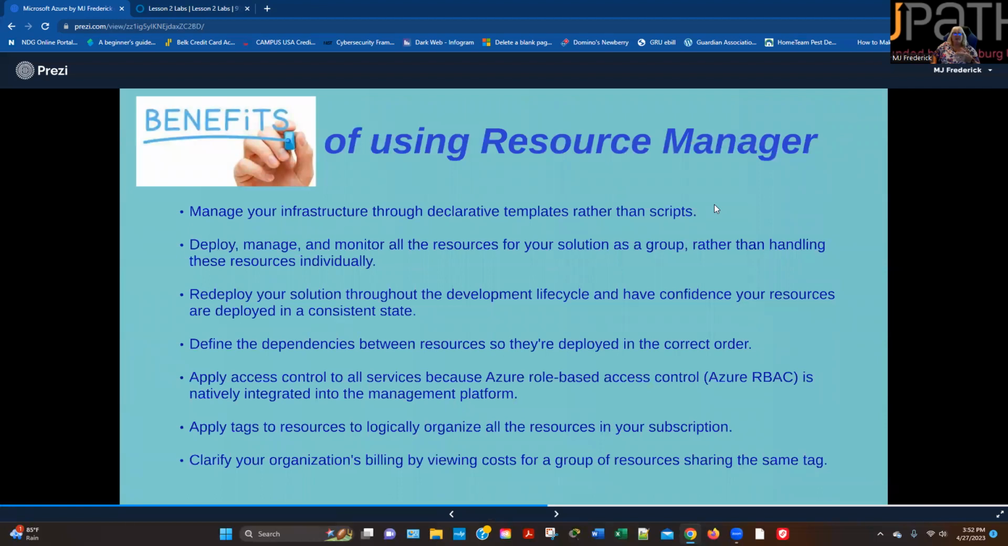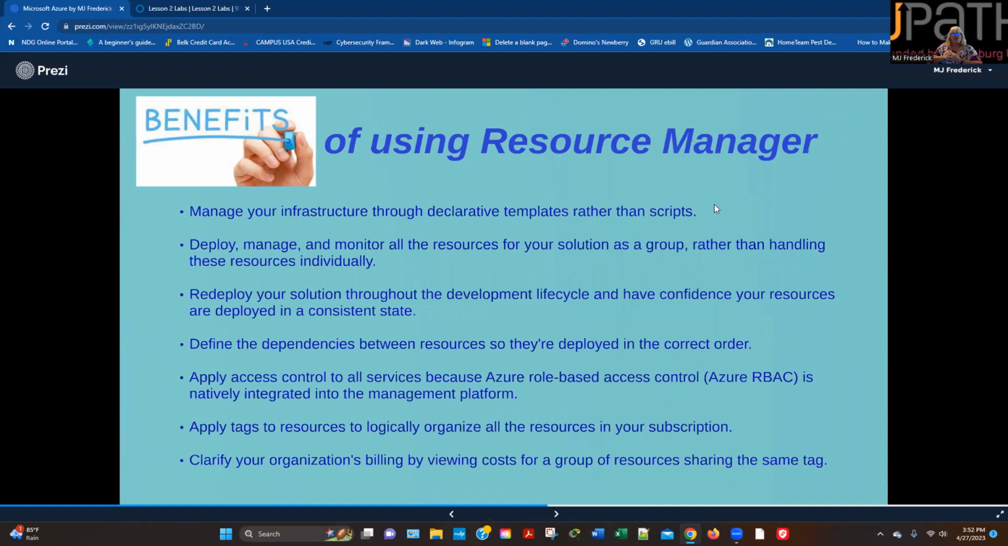You can either handle it together or individually as a group. You can redeploy throughout the entire development lifecycle and have confidence that your resources are deployed in always a consistent state. Defining the dependencies between your resources so that they're going out in the correct order, not the other way around.